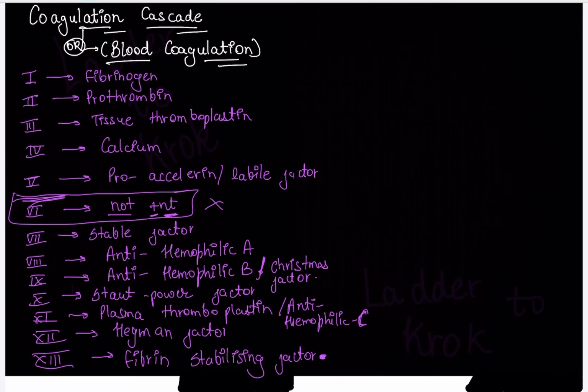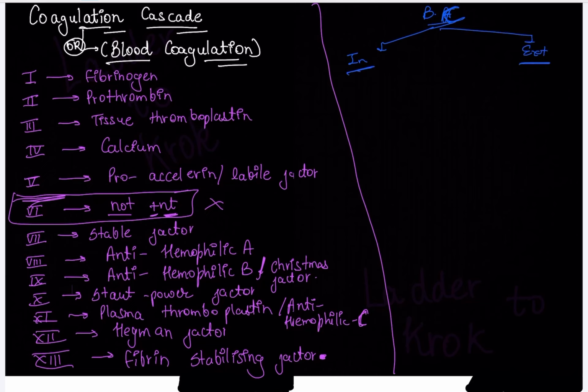Okay, so let me just tell you something about these factors. Don't write this part, this is for your explanation, just to explain to you. Okay, see, in our body basically there are two types of blood clotting. Don't write this part, this is just for you to understand. There are two pathways for blood clotting. One is intrinsic and the second one is extrinsic. We will discuss this just now. I'm just telling you here, don't write this, for your better understanding.